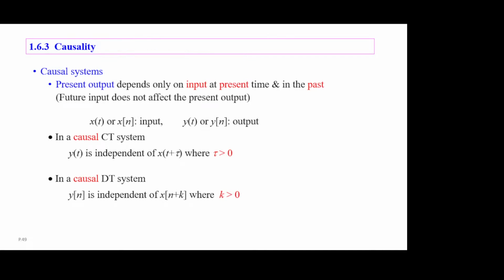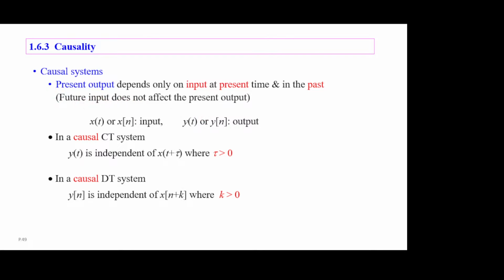Okay. Then the next one, causality. This is something that you expect all physical systems to have, but actually we will have a lot of non-causal systems in the class. Anyway, causal means, and this is weaker than memoryless, that the present output only depends on past or present input. What's important is that it doesn't depend on the future input. Okay.